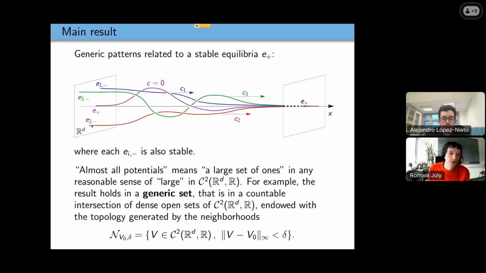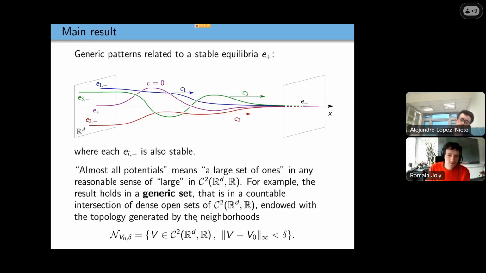I will give you a lot of pictures for this. Maybe it will be simpler to understand. Also, you may see standing pulses. If you also have patterns which connect this E plus to E plus also at minus infinity, then it should be at speed 0. So these are standing pulses. This is generically what you can see for the invasion of a stable equilibrium here.